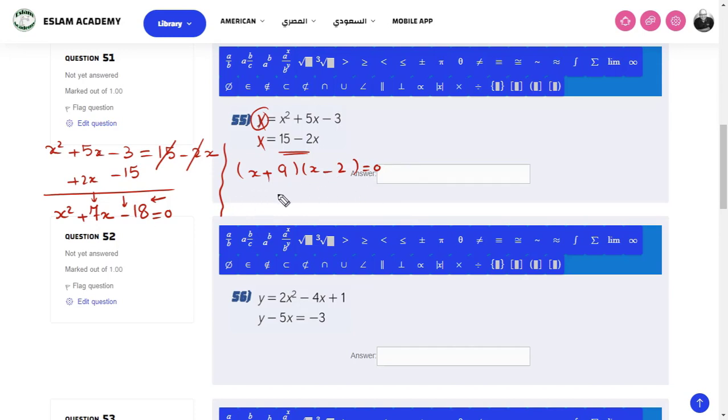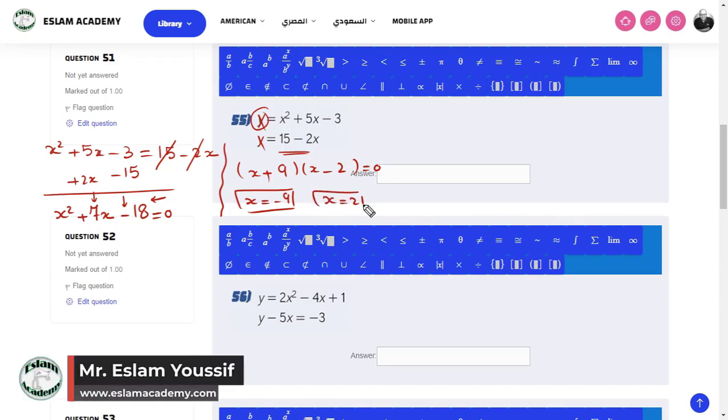x plus 9 equals 0, then x equals negative 9. And that will be the first value of x. x minus 2 equals 0, by shifting 2 to the other side, so x equals 2.